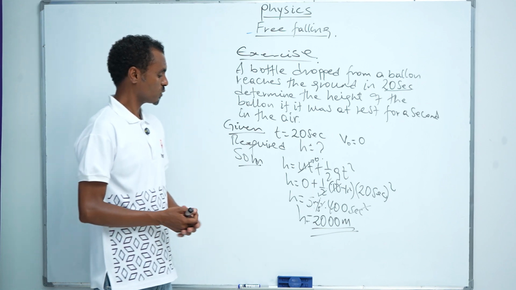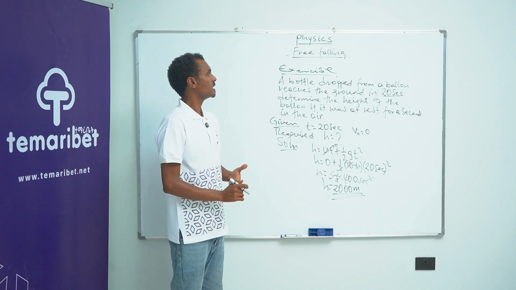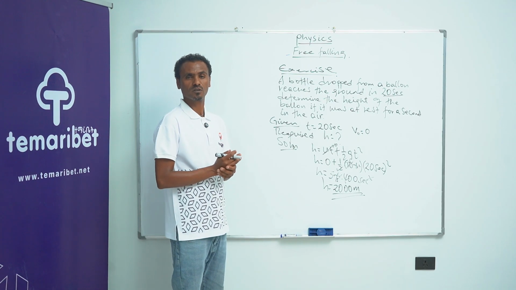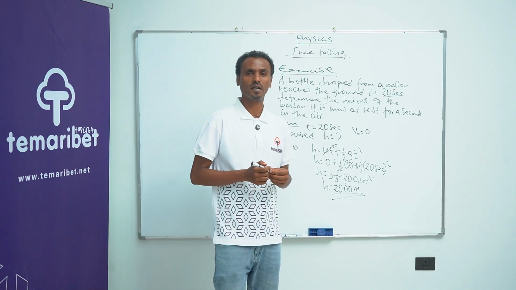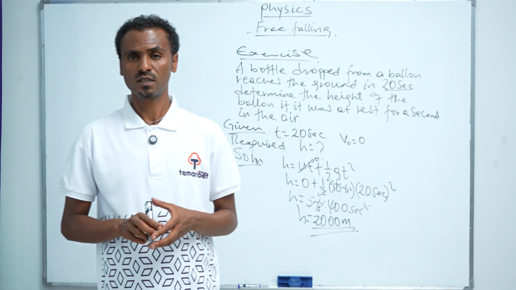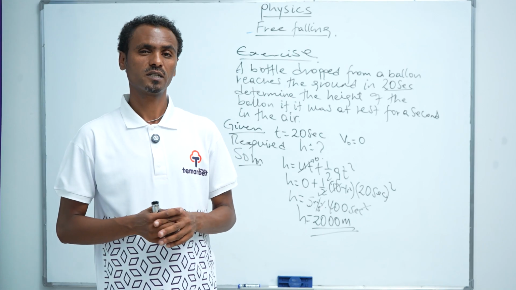This is all about what we have today. Let's recap what we have seen. What is free fall? It is something that falls because of the gravitational pull of the earth. The only force that acts on an object is gravity. Because of that, an object is treated as in free fall.